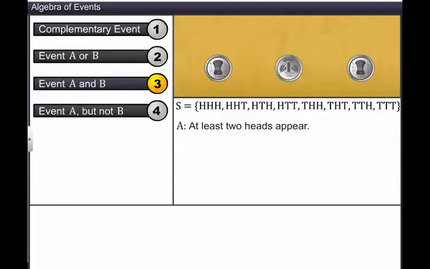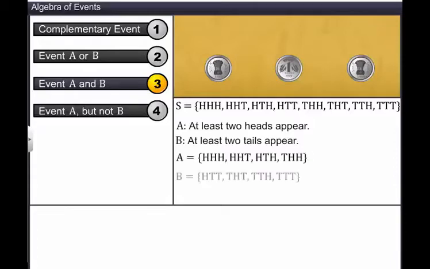Now, event A and B is a null set because there is no common element between A and B. This implies that both the events cannot occur at the same time, and thus they are exclusive to each other. Such events are called mutually exclusive events. Two events A and B in a sample space S are said to be mutually exclusive if A intersection B is equal to the null set, or A and B are disjoint sets.